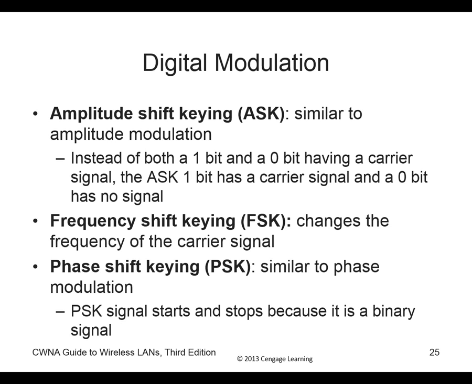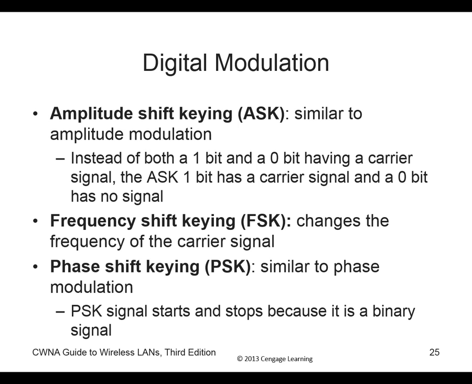We have what we call shift keying. Okay, so ASK, FSK, PSK. Amplitude shift keying: instead of a 1 bit and a 0 bit both being a carrier signal, the ASK 1 bit has a carrier signal and a 0 has no signal. Like I said, for 0, you're not sending anything. Frequency shift keying changes the frequency of the carrier signal. So if it was a 0, it sends something, and if it's 1, it's not.